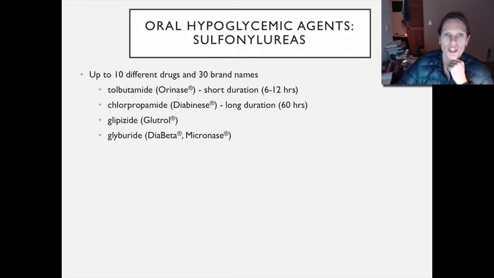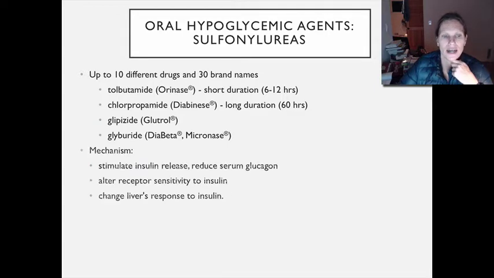So there's a bunch of different sulfonylureas. 30 brand names, 10 different drugs. You can see you're not responsible for knowing any of them by name. Some of them, if any of you work in the field, you've probably seen some of these agents. Some of them are short duration, some of them are long duration. Short duration and long duration just means they lower blood glucose for a short period of time or over a longer period of time, like an overnight fast.